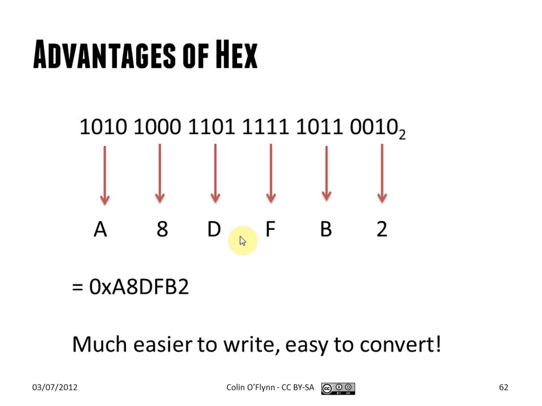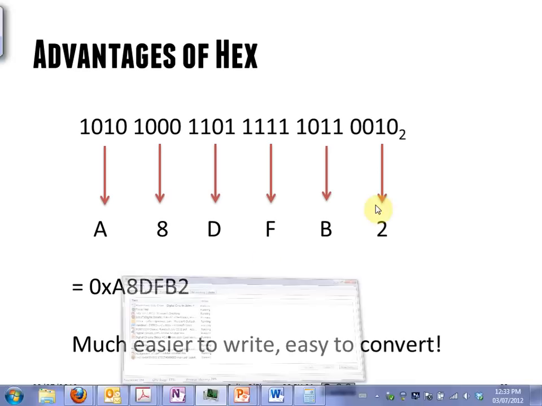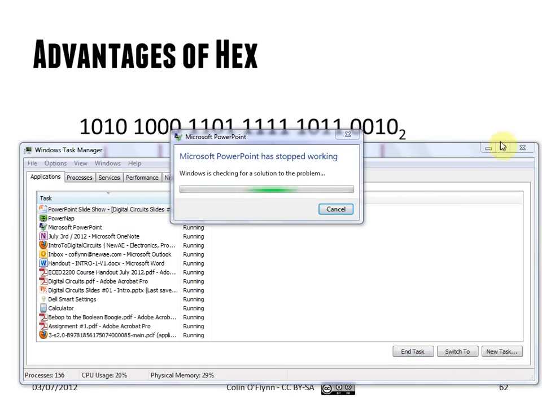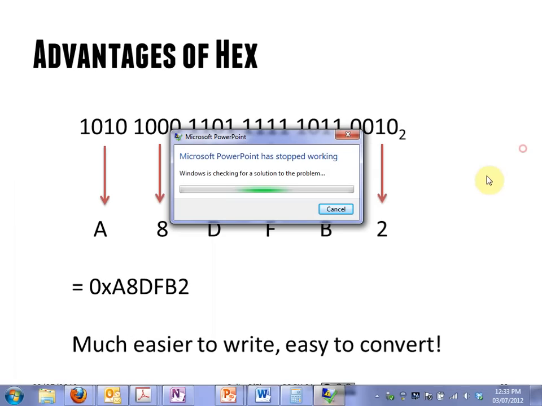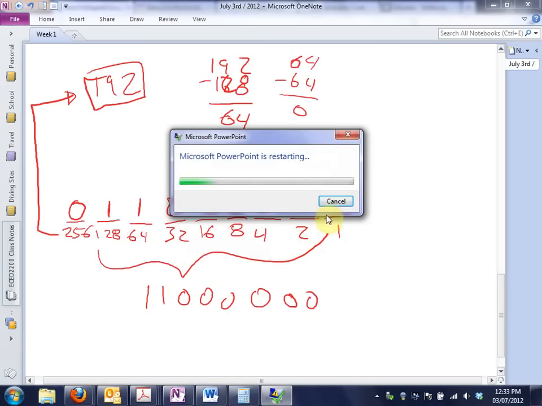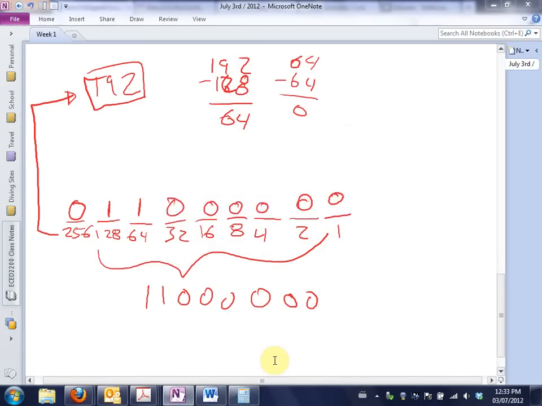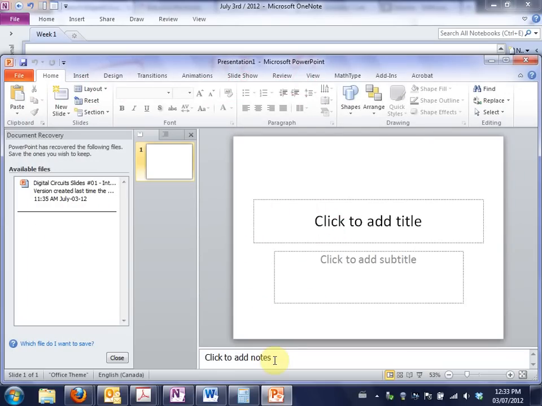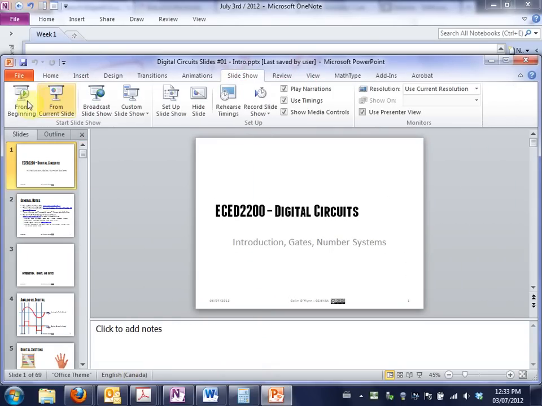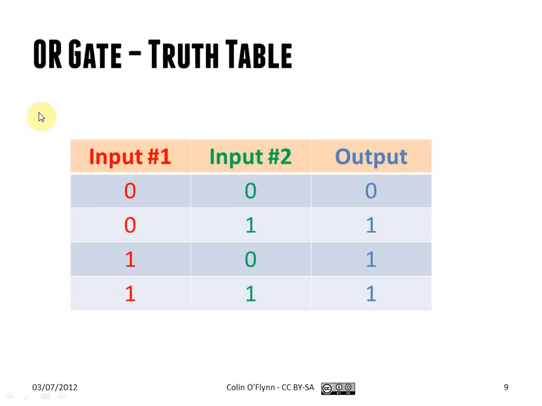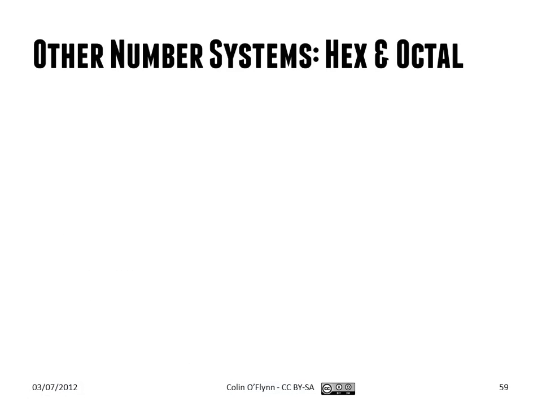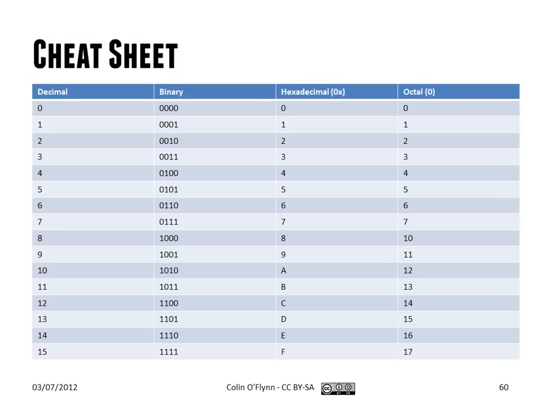And there is a table. Just restart PowerPoint here. There is a table that shows you what that conversion is. If you give me a second, I'll show it to you. And you can just use that table to directly convert back and forth. So this is the table I was talking about.